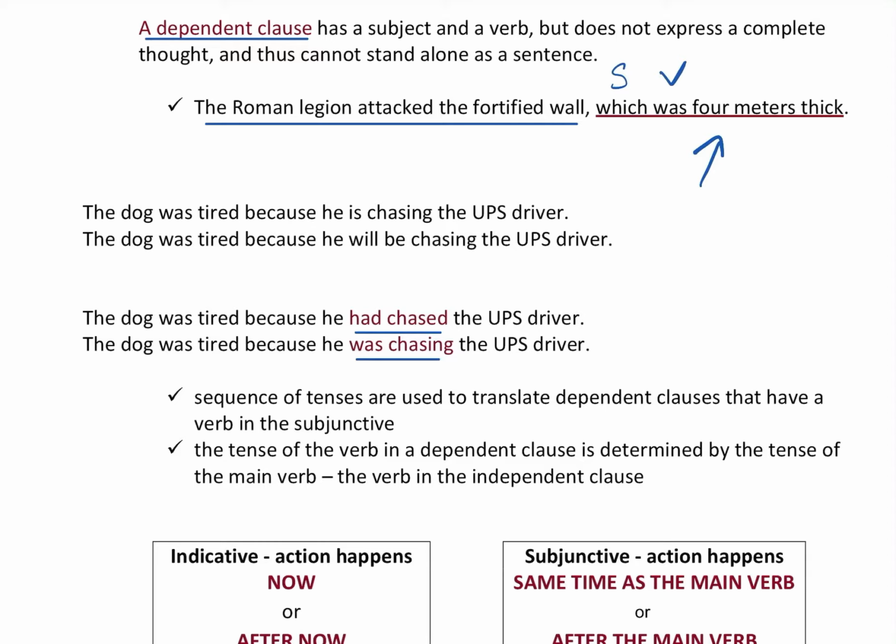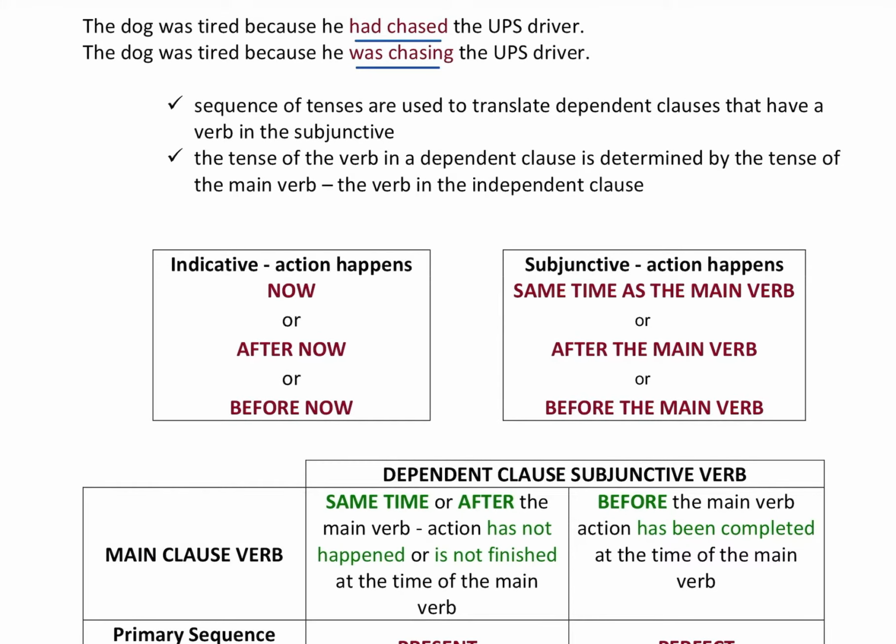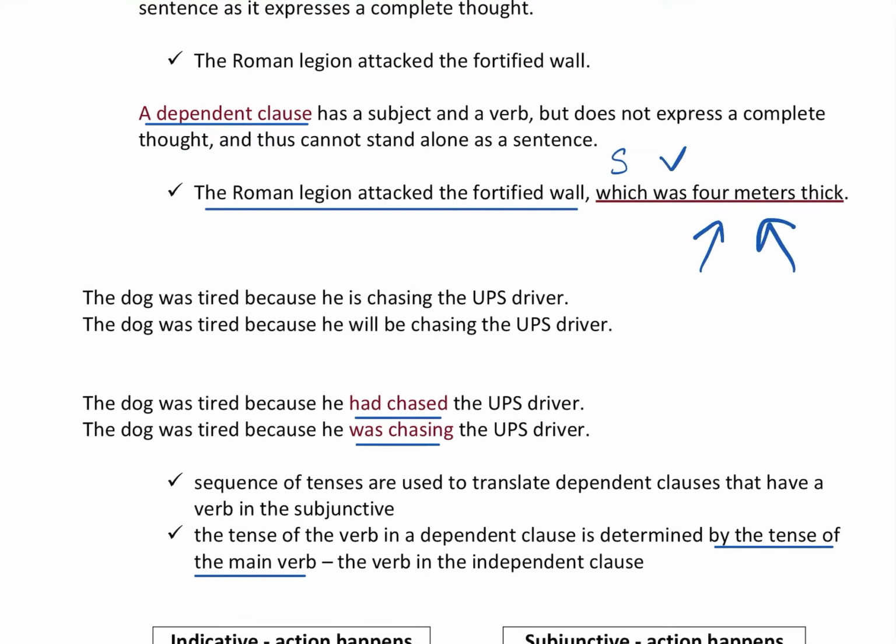And in Latin, you need to understand the sequence of tenses in order to read and translate dependent clauses, which we're going to talk about now, that have a verb in the subjunctive. Now, the tense of the verb in a dependent clause is determined by the tense of the main verb, or the tense in the independent clause. Okay, I'm going to say it again. The tense of the verb in the dependent clause, remember our dependent clause is right here, is determined by the tense in our independent clause or our main clause.